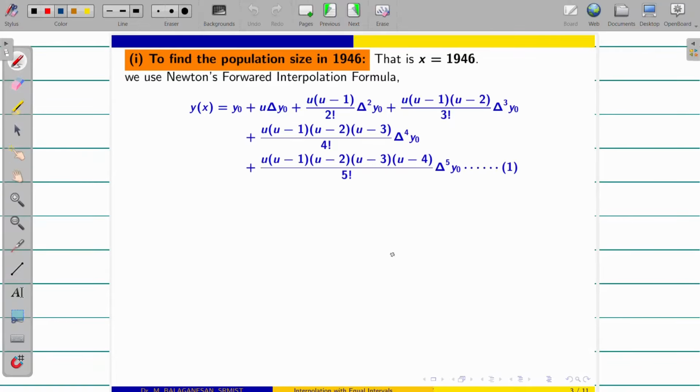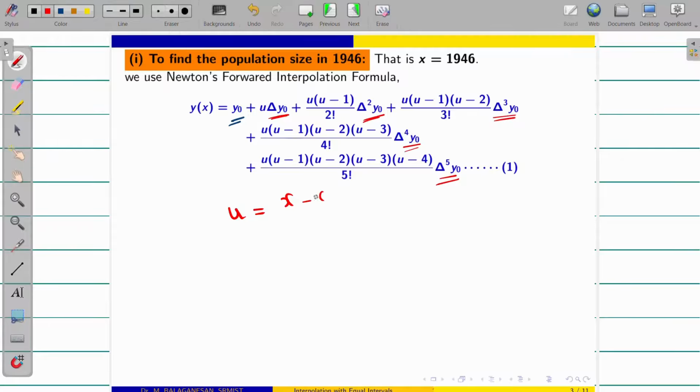Right. So now what are the values here? Y naught we can take from the given table itself. Del y naught also we can take from the given table. Del square y naught, the second difference, del cube, del power 4, and del power 5, all of these we can take from the table itself. Now our aim is to find the u value. What is the value of u?